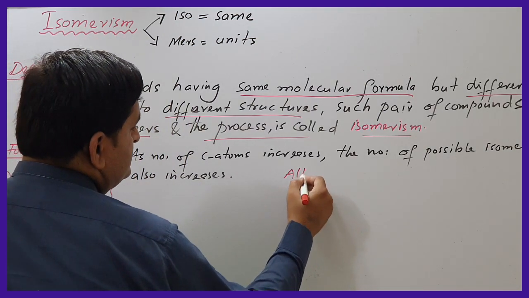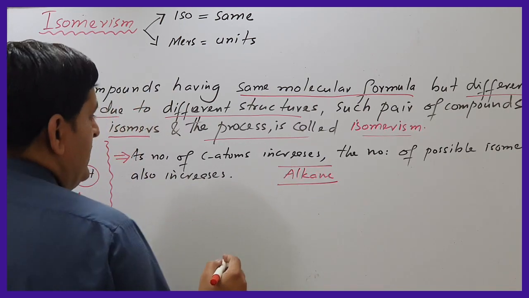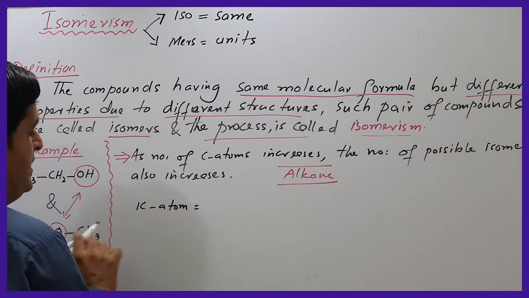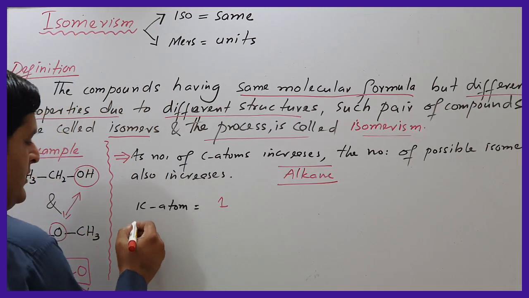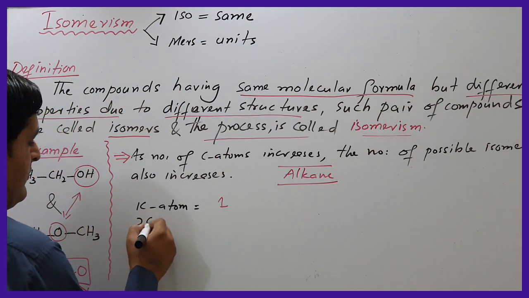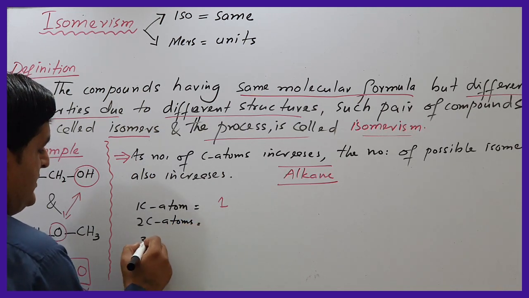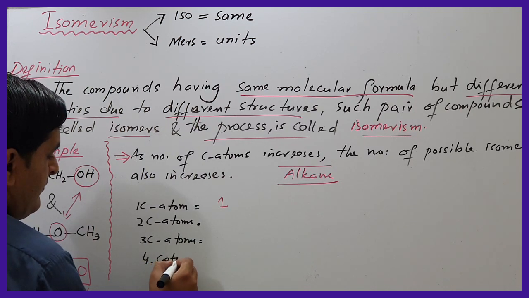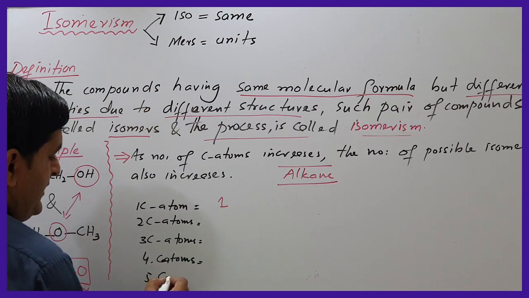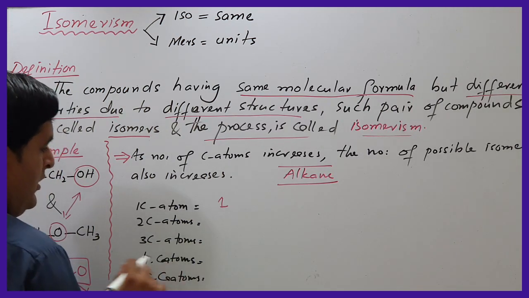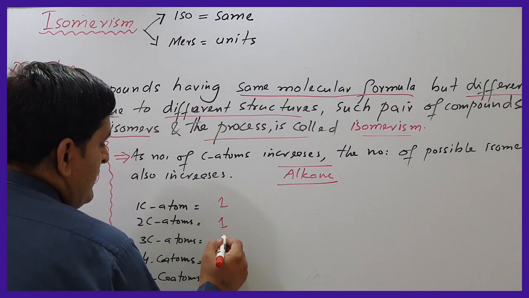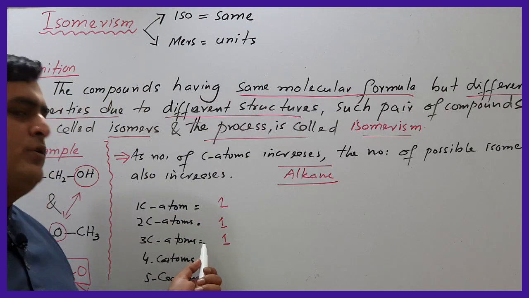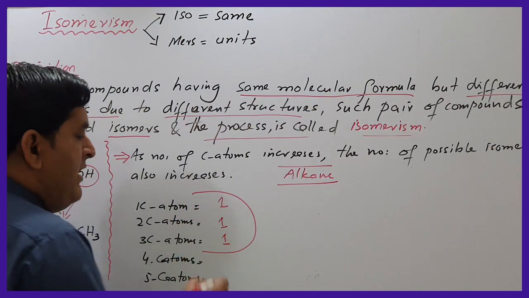For example, if we have the alkane family and we have 1 carbon atom, such as methane, methane has only 1 isomer. Then 2 carbon atoms, 3 carbon atoms, 4 carbon atoms, 5 carbon atoms. Up to 3 carbon atoms, I mean methane, ethane and propane, they do not show isomerism. They have only a single isomer.